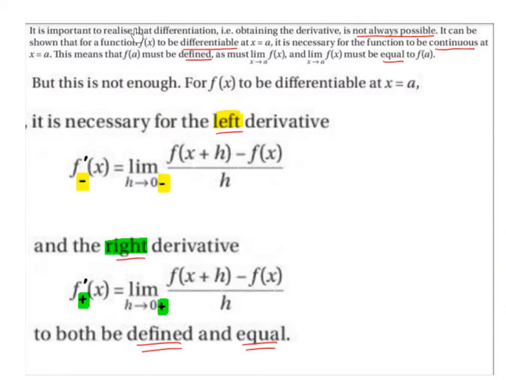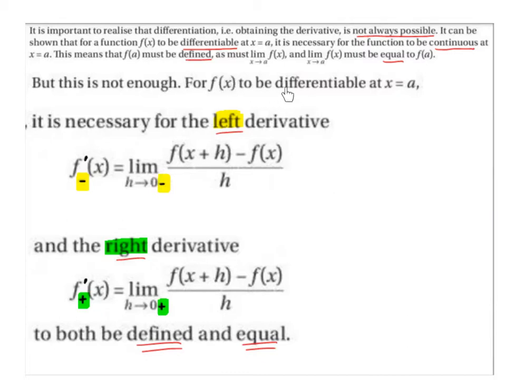It is important to realize that differentiation, i.e. obtaining the derivative, is not always possible. It can be shown that for a function f of x to be differentiable at x is equal to a, it is necessary for the function to be continuous at x equal to a. This means that f of a must be defined, as must the limit of f of x as x approaches a, and the limit of f of x as x approaches a must be equal to f of a. But this is not enough.